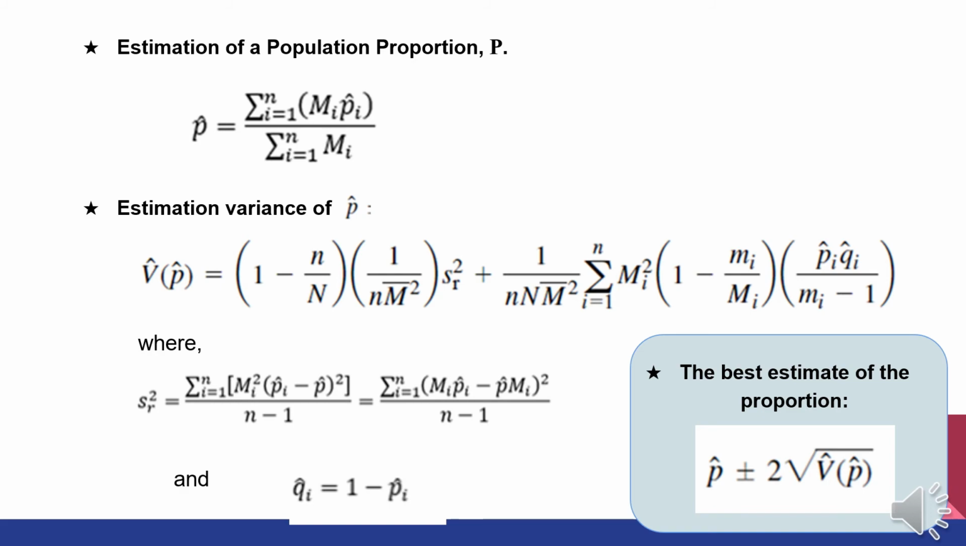estimation of a population proportion, estimated variance of P hat. The last one is the best estimate of the proportion.